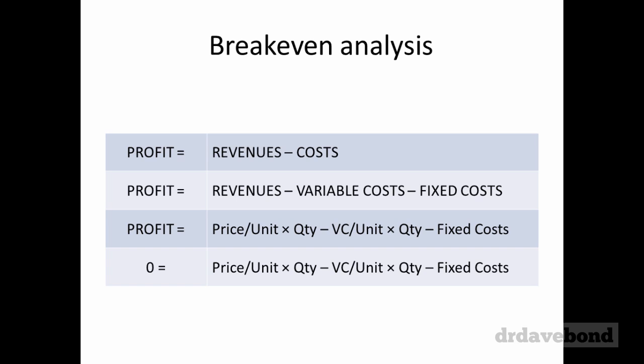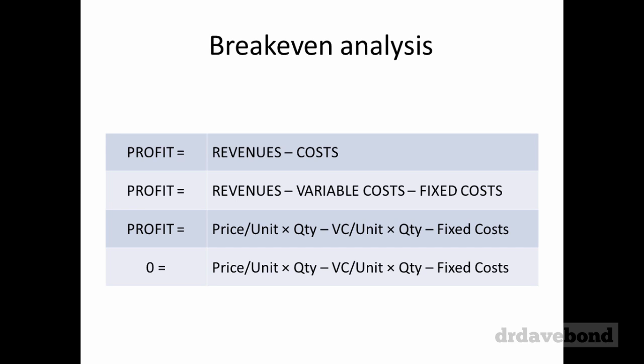Hi everyone. In this short video we'll look at expanding the break-even analysis out when we have more than one product being sold by the company or by the business. So in a previous video we had a look at setting up the break-even analysis, which is expanding out profit equals revenues minus costs all the way down to profit equals price per unit times quantity minus variable cost per unit times quantity minus fixed costs. And a break-even is a zero profit.